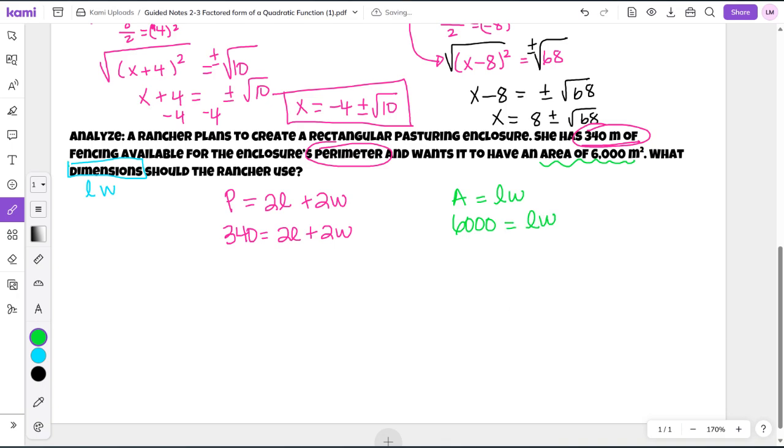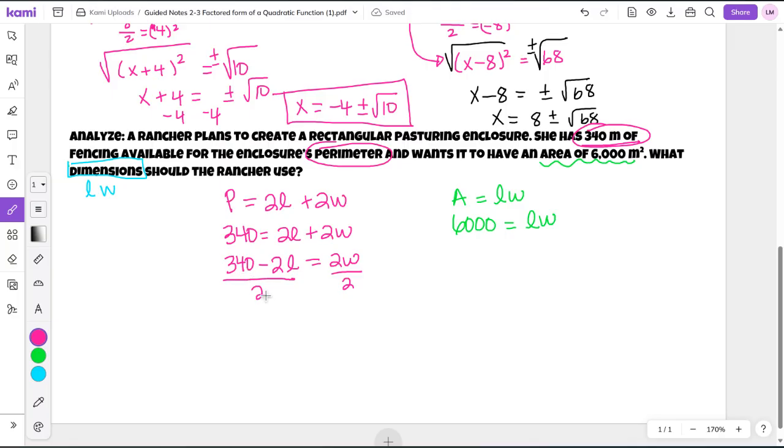All right, so now I want to solve one equation and plug it into the other equation and solve for length or width, right? So it doesn't really matter which one we solve for. You could do either one. I think I'll solve for the width. So 340 minus 2 times the length, moving that over, equals 2 times the width. So I'm going to divide both sides by 2 to get the width.